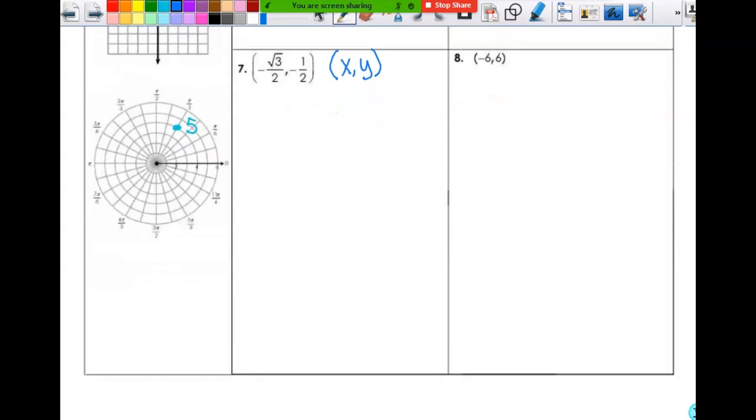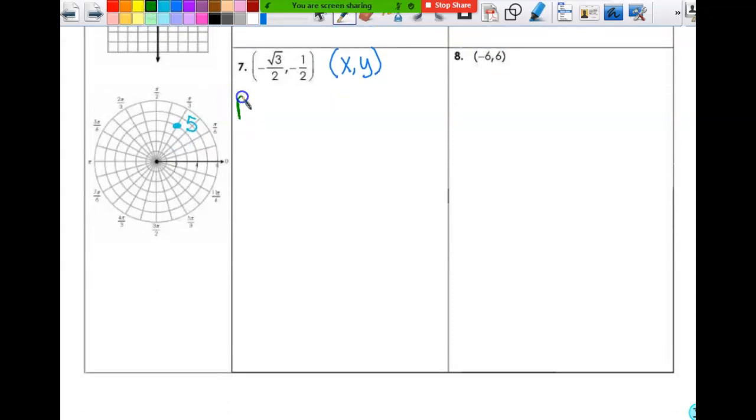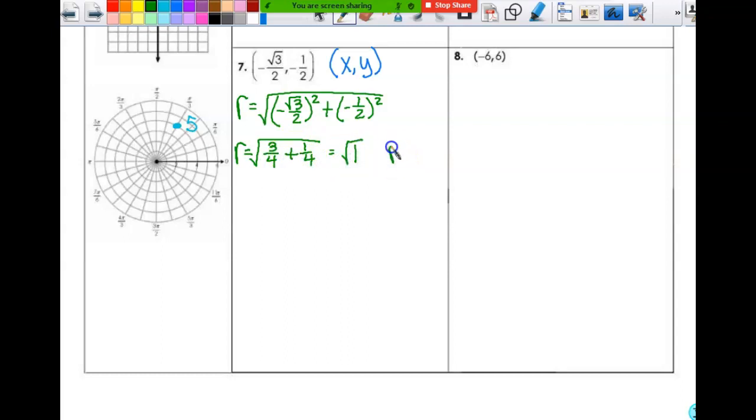So my r value, r is equal to the square root of x squared, negative square root of 3 over 2 squared, plus y squared, negative 1/2 squared. So r equals, when I square this, I'm going to end up with 3/4. When I square that, I end up with 1/4. So that's the square root of 1, r equals 1.